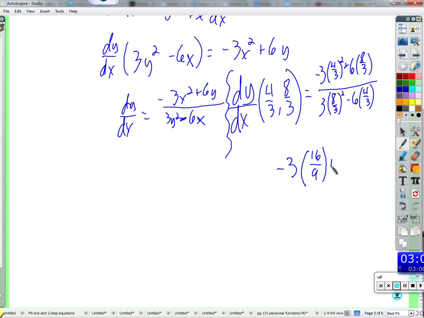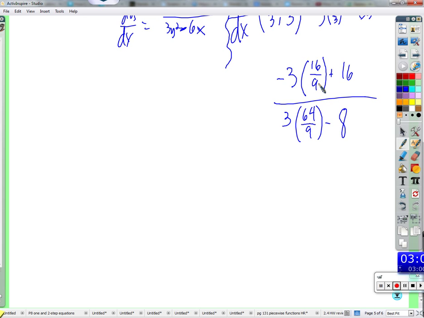That's negative 3 times 16/9, plus, well, those three cancel the six, that's going to be 16, over 3 times 64/9 minus, that's a 2, so 8. We're getting there. The 9 cancels a 3, so that's negative 16 over 3 plus 16 over 3, over 64 over 3 minus 8.